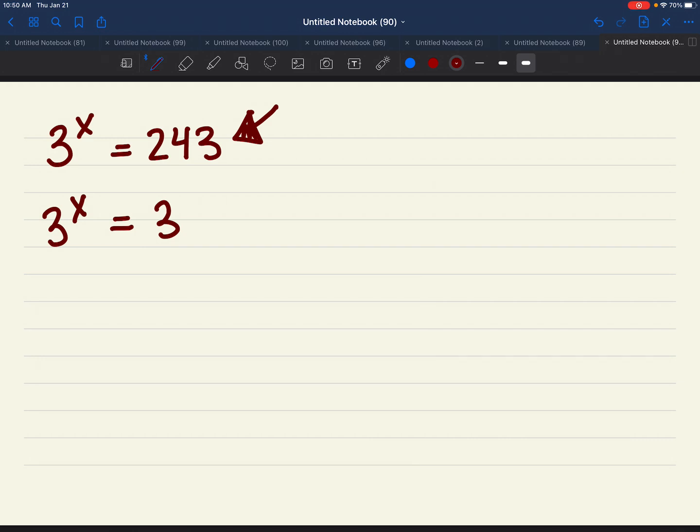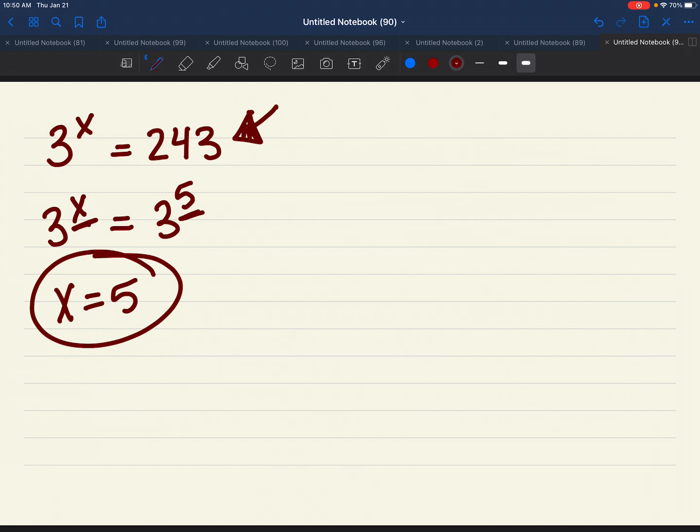So sometimes you might have to just guess, but if you know what the base number is, then you can find that exponent. Now, once the two bases are the same, all you have to do is set your exponents equal to each other. So you would get x is equal to what? 5. Okay? I'm going to do a couple more because, again, they get a little bit more confusing.